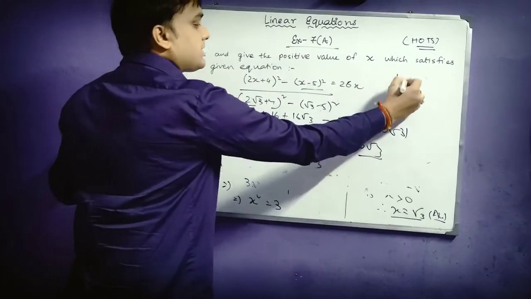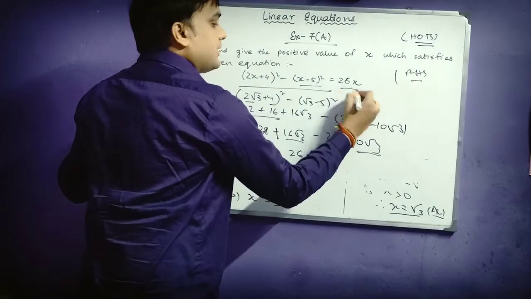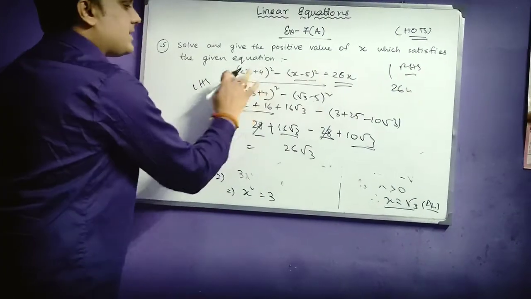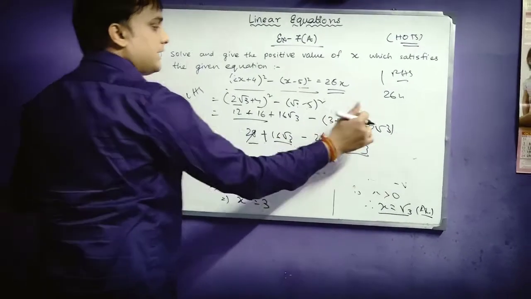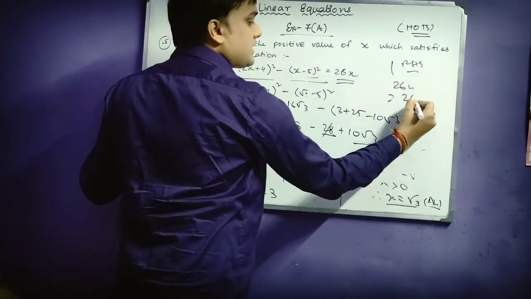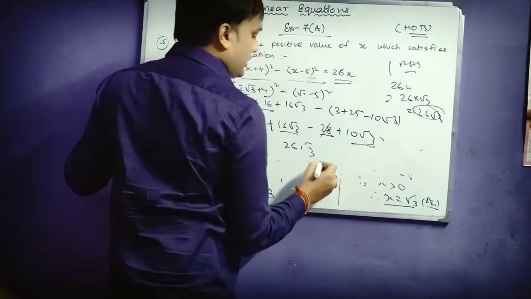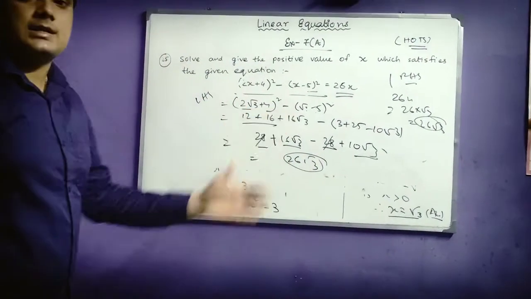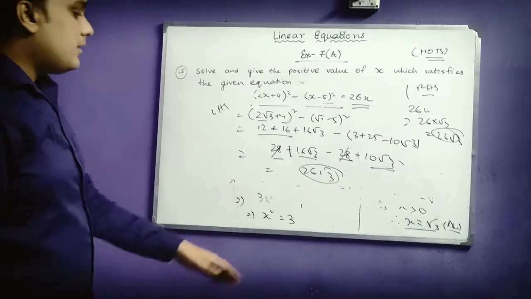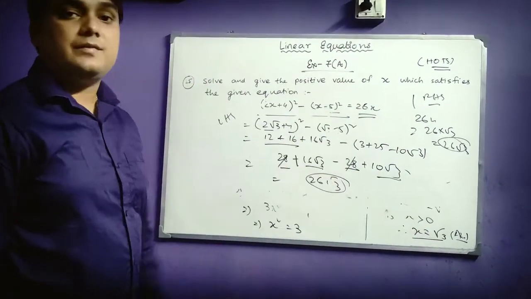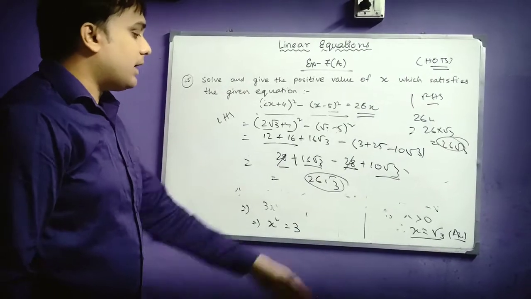And then what is RHS? RHS is 26x. This was LHS, because I have taken the left hand side and solved it here. Right hand side is 26x, that means 26 into root 3, that means 26 root 3 only. You just see, both the results are same, the left hand side and the right hand side. This means that whatever value we have got here, that is the value of x, is satisfying the given equation. And so our answer is correct.